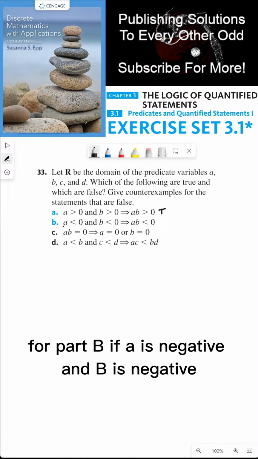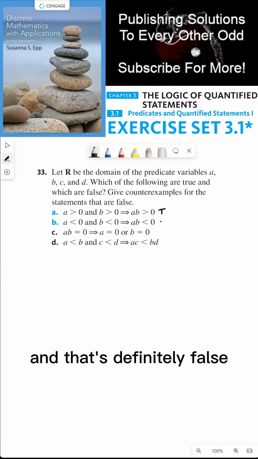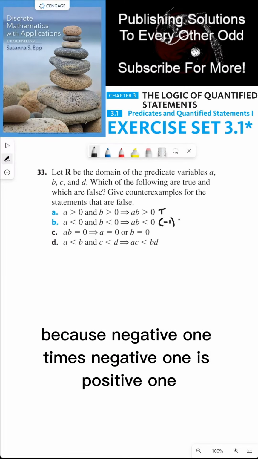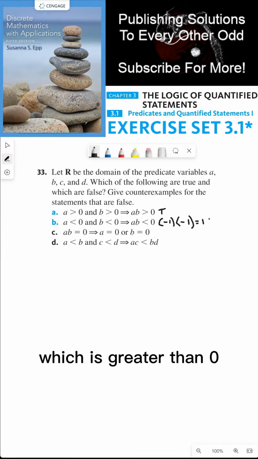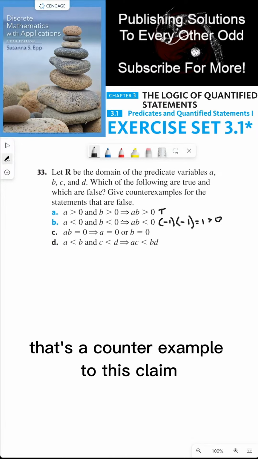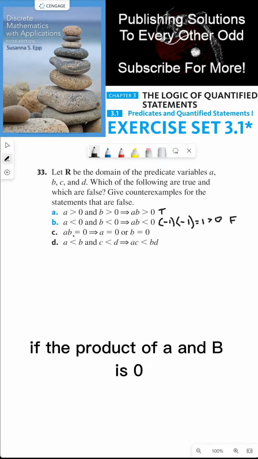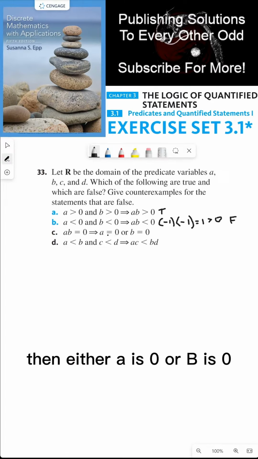For part B, if a is negative and b is negative, then the product is negative. And that's definitely false because -1 times -1 is +1, which is greater than 0, not less than 0. So if a equals -1 and b equals -1, that's a counterexample to this claim. So B is false.